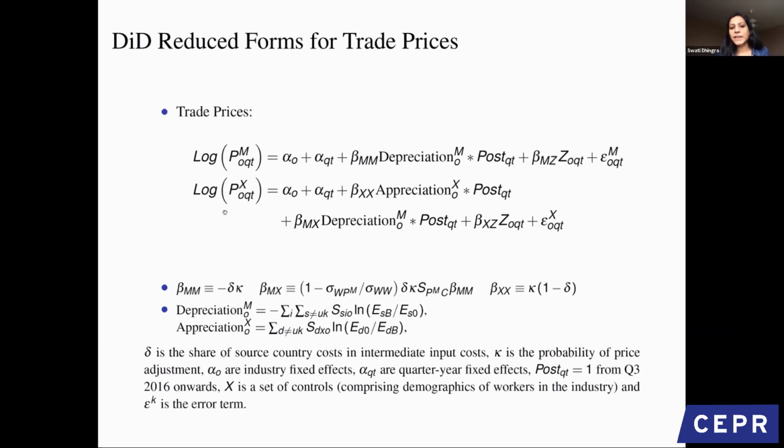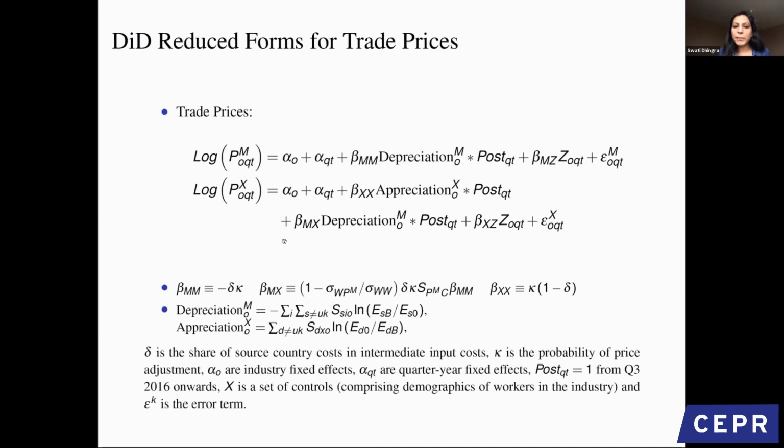And similarly, we can set up an equation for the export side as well, which would have both the depreciation, because the costs could be going up on the intermediate import side, as well as the appreciation, which is then the export share weighted the negative of the depreciation, just so that we have positive numbers everywhere.